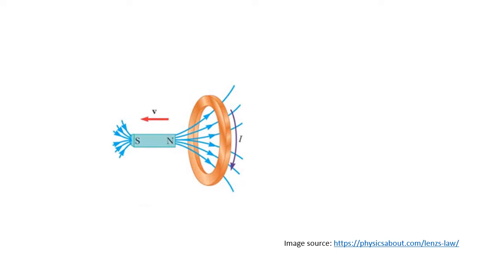Suppose the bar magnet is moving away, then what will happen? If the bar magnet is going away, that means initially when the bar magnet is very near to the coil, more magnetic flux will be there. As it is going away from the closed coil, there is a decrease in flux. So now this closed ring doesn't like the change.